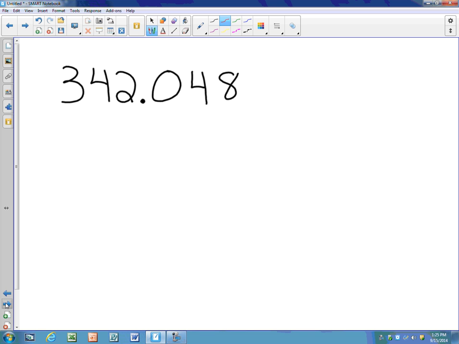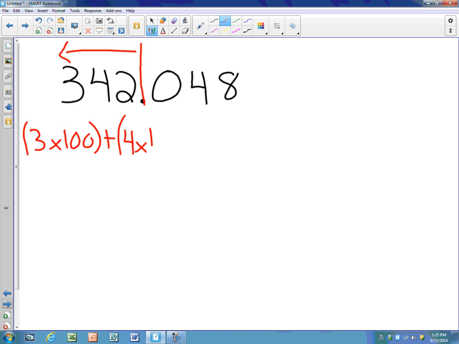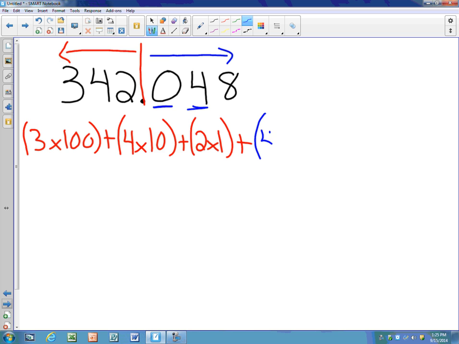Here's another example. So first we're going to look to the left, which is all the whole numbers, and we're going to do 3 times 100 plus 4 times 10 plus 2 times 1. And now we're going to add that to the numbers that are on the decimal side, the pieces. And we see there's a 0 here in the tenths place, so we do not need to do the 0. We can skip over because it has a value of 0. And we go to the 4, which is in the hundredths place.